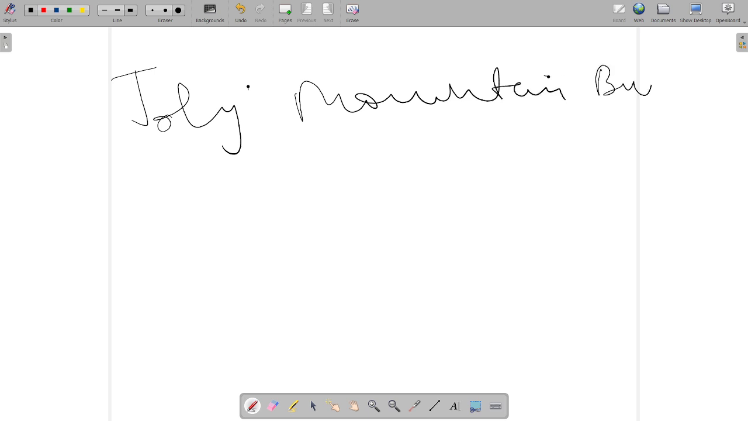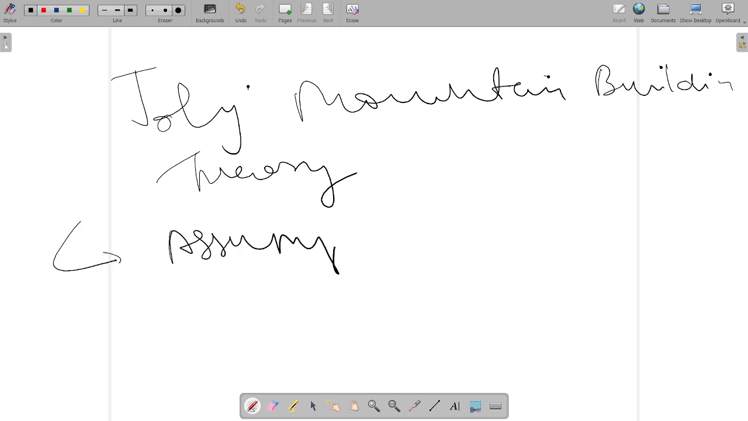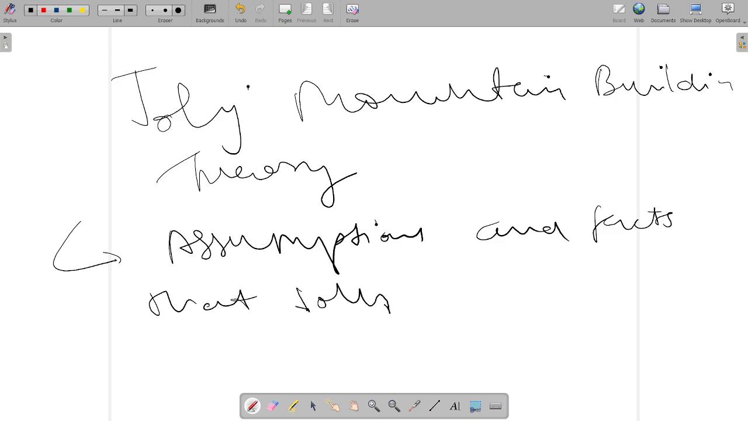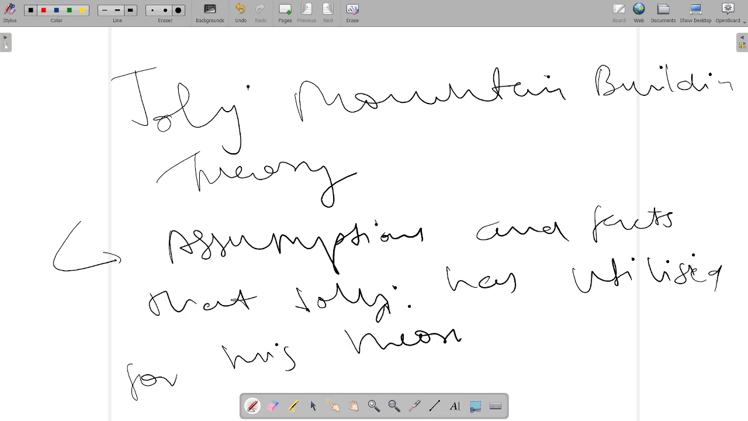Mountain building theory. Now, before starting this theory, we must know the assumptions and the facts that Joly has utilized for this theory. Let's start learning these assumptions and facts one by one.